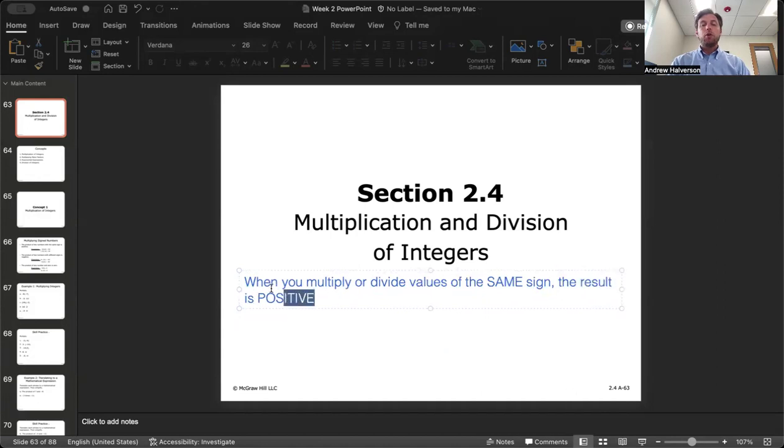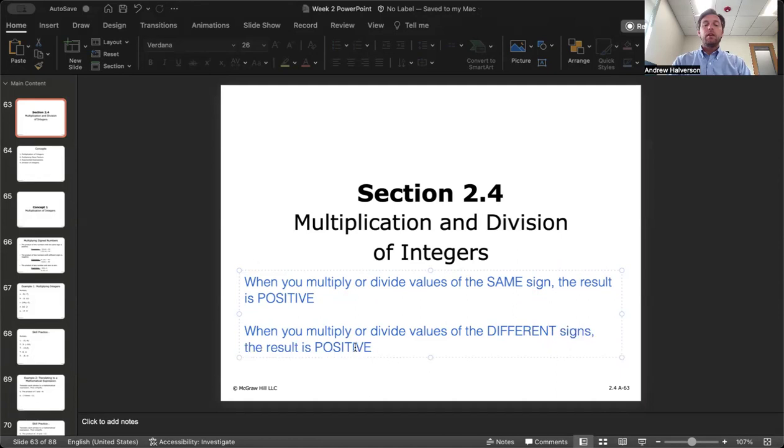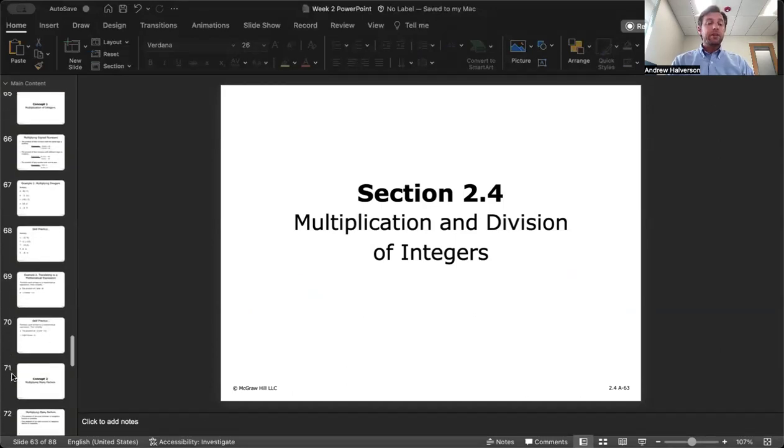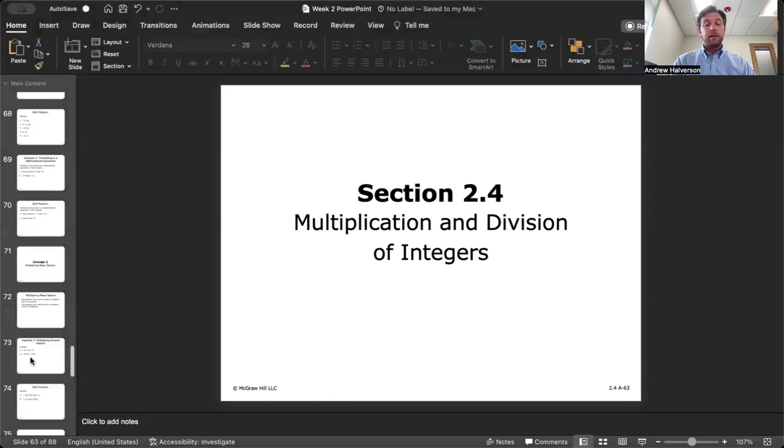When you multiply or divide values of the same sign, the result is positive. Whereas if you multiply or divide values of different signs, the result is negative. So it doesn't matter if you multiply the values or divide the values: if they're the same sign, positive; different signs, negative. It applies to both operations.